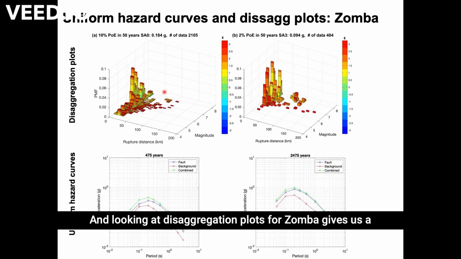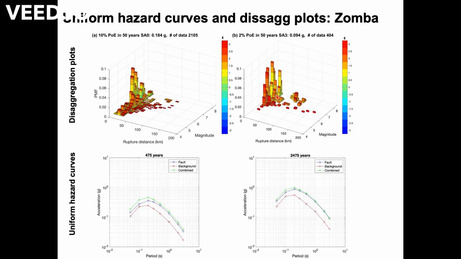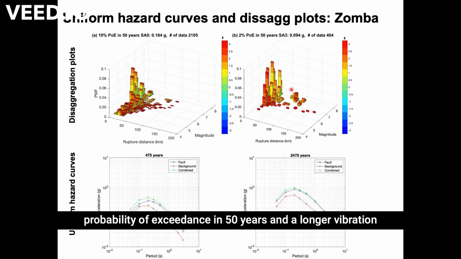Looking at disaggregation plots for Zomba gives us a similar impression. So we can see here that for 10% probability of exceedance in 50 years, the hazard tends to be dominated by magnitude 6 to 7 earthquakes, which could be a reflection of fault sources or background seismicity, occurring quite close to Zomba. Whereas for a 2% probability of exceedance in 50 years and a longer vibration period, the hazard is mainly a function of magnitude 7 to magnitude 8 earthquakes, which can only really be occurring from our fault sources.